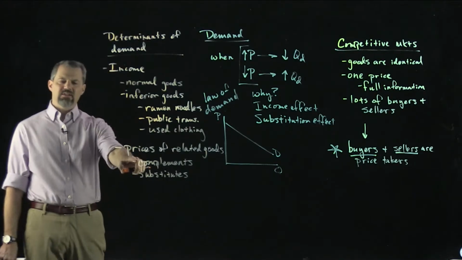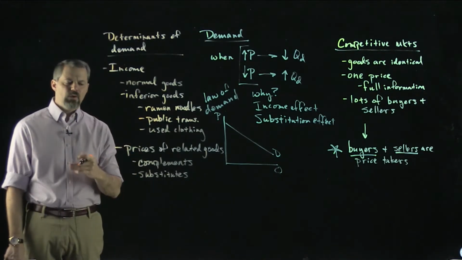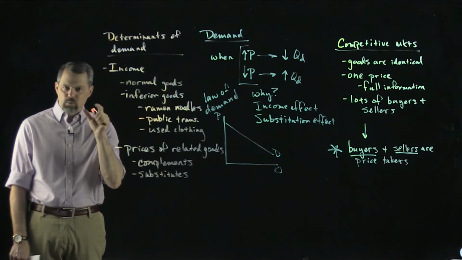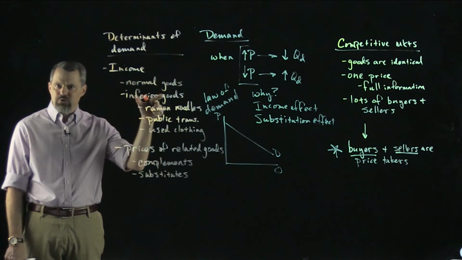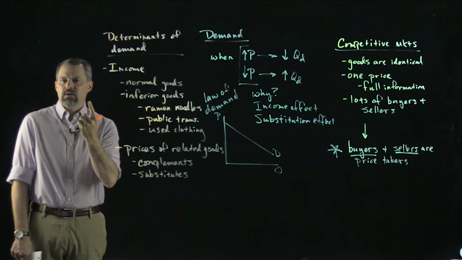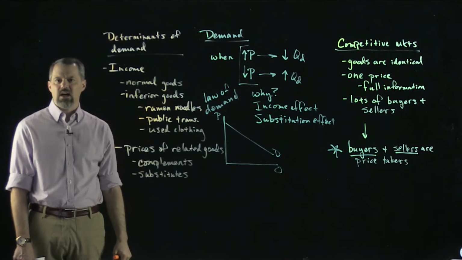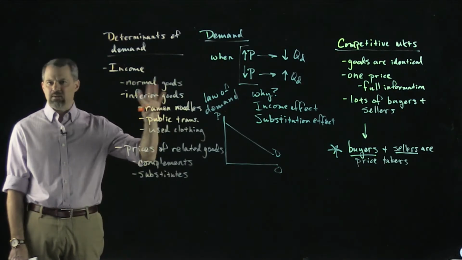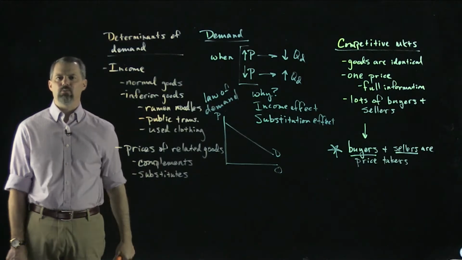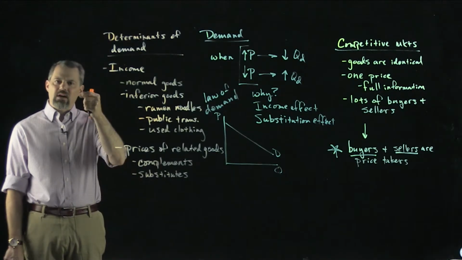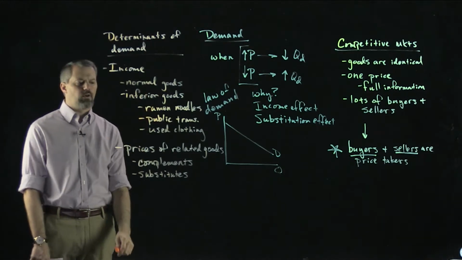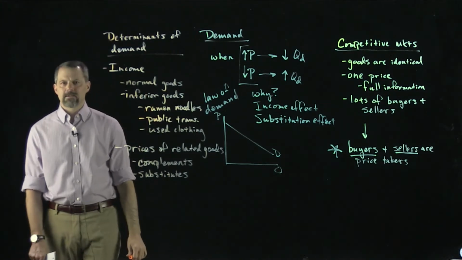With complements, it works differently. With complements, if you have an increase in the price of one, people will buy less of that, and that will reduce demand for the other. So if the price of hot dog buns goes up, that will reduce demand for hot dogs. Even though nothing about the hot dogs themselves is changing, a complementary good is getting more expensive. Or if the price of hot dog buns goes down, that will increase demand for the hot dogs. Okay?